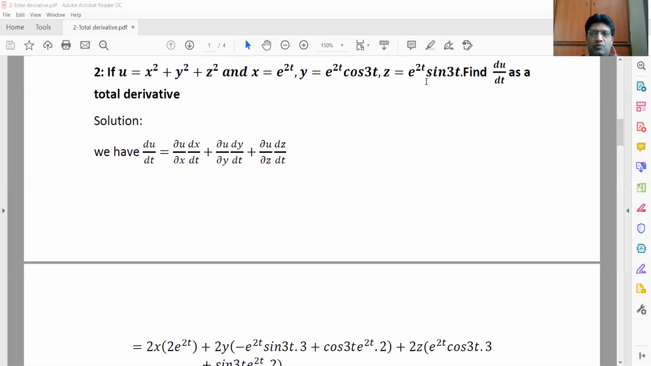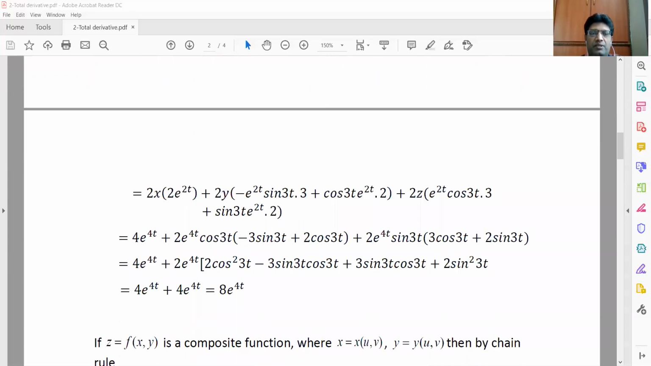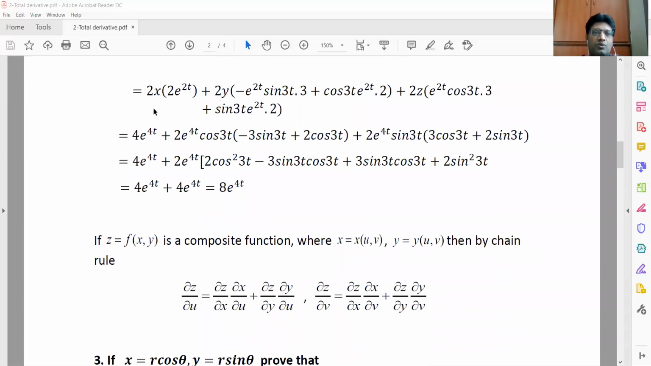Next, here once again the product rule. e^(2t) as it is for sin 3t, cos 3t into 3, plus sin 3t as it is for e^(2t) into 2. Now I have to simplify this entire thing. So what is the simplification of this?